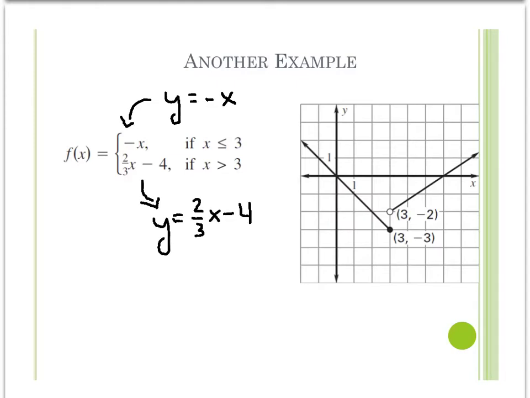And you can see that in the picture here. So from 3 and less than that until negative infinity, we look like the line y equals negative x. And then from 3 on to positive infinity, we look like the line 2/3 x minus 4.